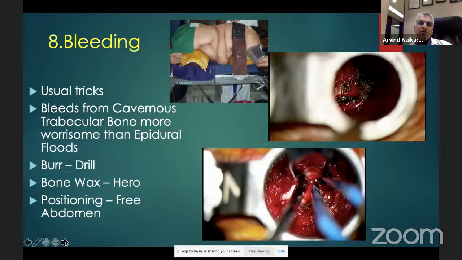Bleeding, Dr. Korge has already described how to manage bleeding. The usual tricks with regards to positioning, keep the abdomen free. I've seen more bleeding from the cavernous trabecular bone in osteoporotics rather than the epidural bleeding. Again, as Dr. Korge suggested, the burr itself acts like a hemostatic. Bone wax, use it liberally.